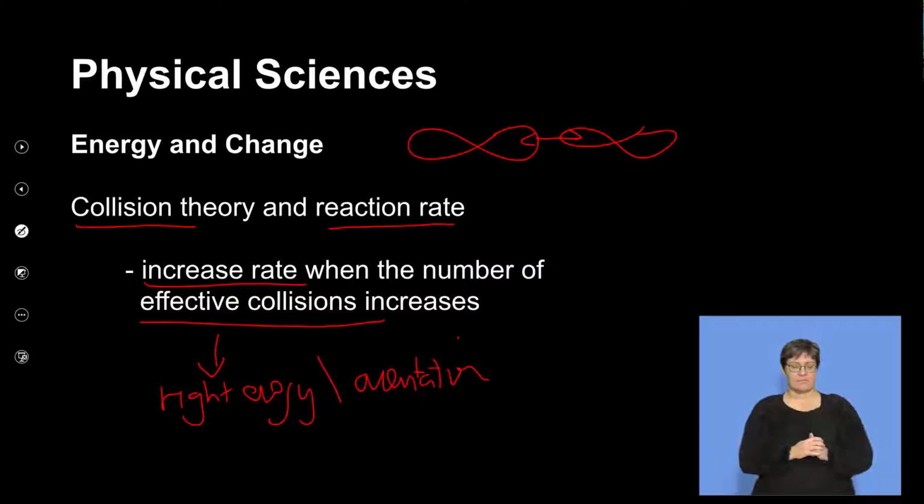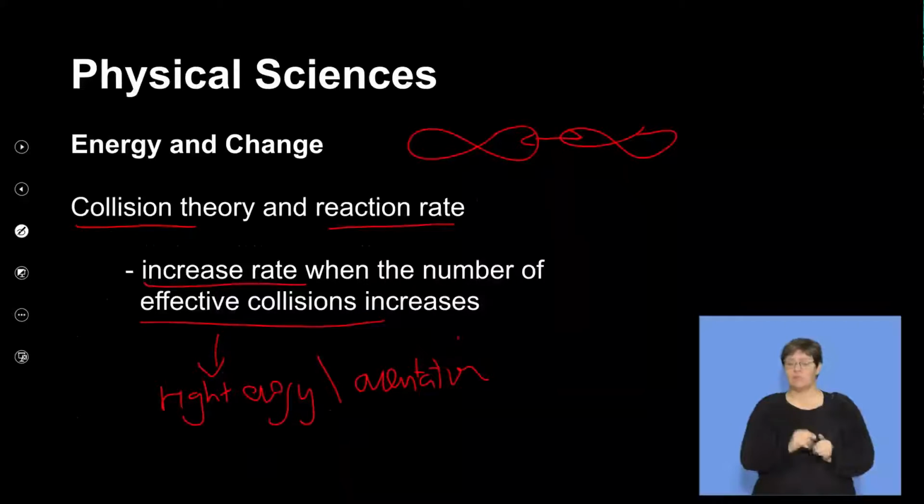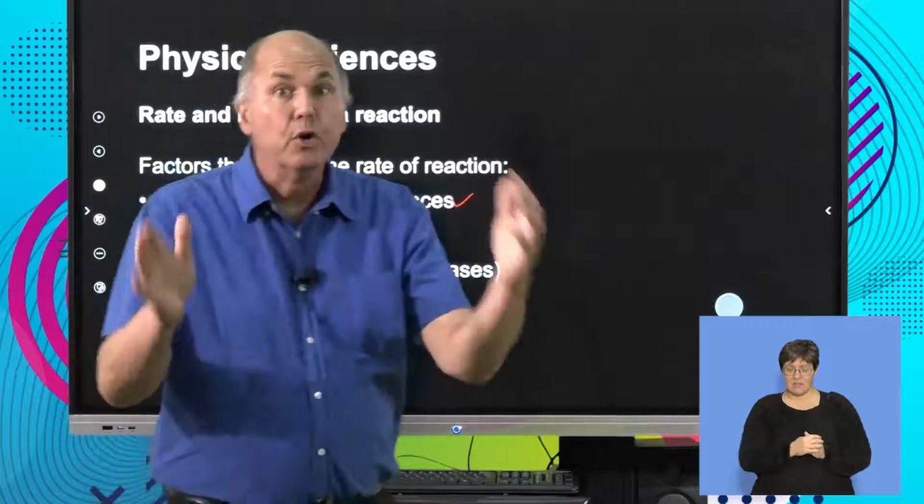Now, what can determine then to get these effective collisions? Well, there's some things that you're going to need to list, and you must learn these factors. So let's look at the factors, and we'll show how they work together. The factors include the nature of reacting substances. So, for example, group 1 metals are highly reactive, where something like lead is hardly reactive, or gold, it's unreactive.